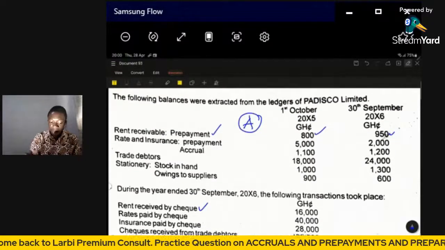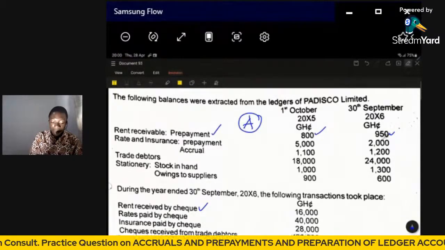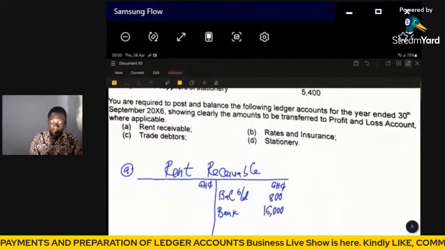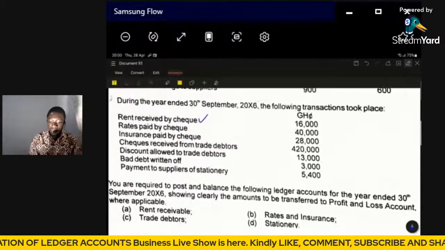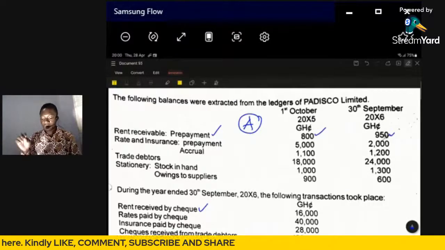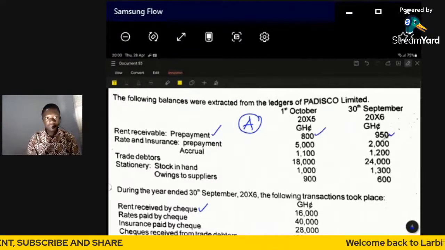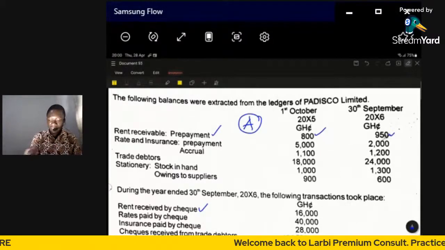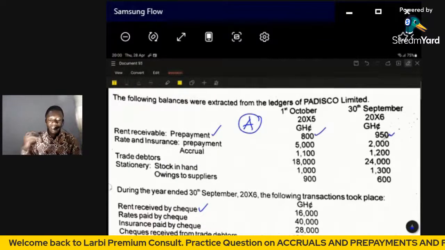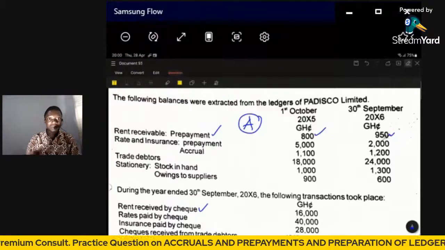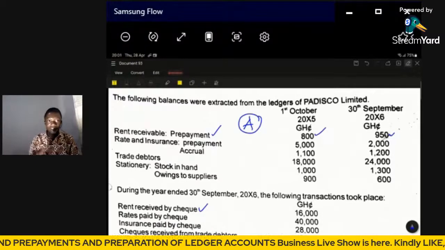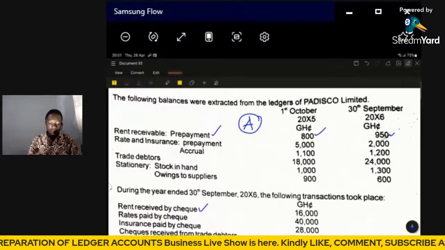You realize that with 30th September, we have what? Rent prepayment. On 1st October we have recorded that one as what? A balance brought down as at 1st October 20X5. And then as at the year end, 30th September, we also have a balance, and that was what? A prepayment. As I've already indicated, since it is an amount that the tenant has paid for which they haven't enjoyed the benefit, it is going to be a liability to Padisco, but to the tenant it becomes what? A current asset. I'm using those two scenarios so that you get to understand how these transactions are treated. It's very important that you get those fundamentals.